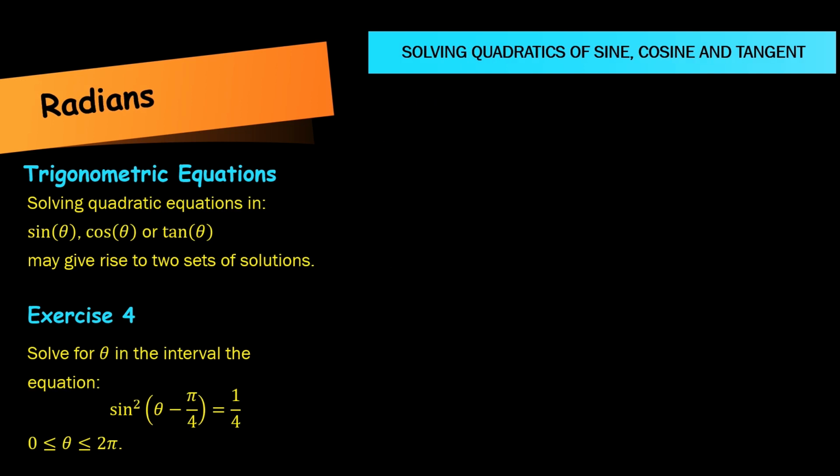Solve for theta the equation sine squared of theta minus pi by 4 equals 1 over 4 in the interval 0 less than or equal to theta less than or equal to 2 pi. Pause the video and have a go. Press play when you're ready to view the solutions. So let's solve this.